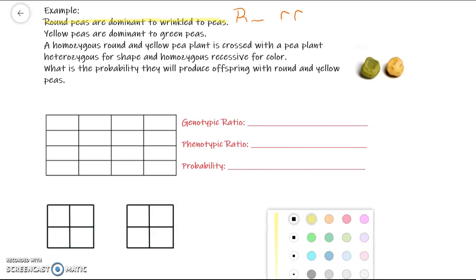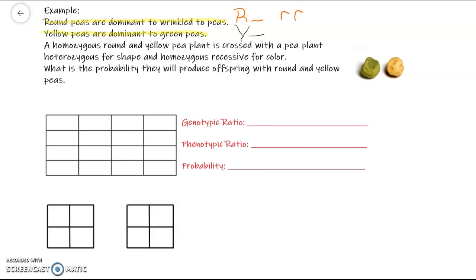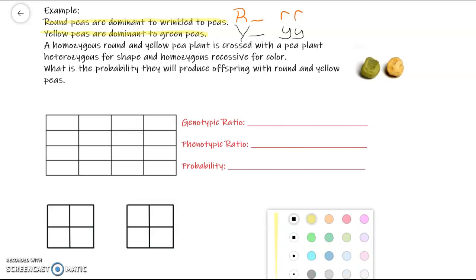While if you are a yellow pea, you are dominant over green. So I'll pick Y's. So one big Y, it doesn't matter what the second allele is, you are yellow. You are green if you have two smaller recessive alleles. Now we've got our symbolism out of the way. Let's read through the problem and see what the problem wants us to get to.